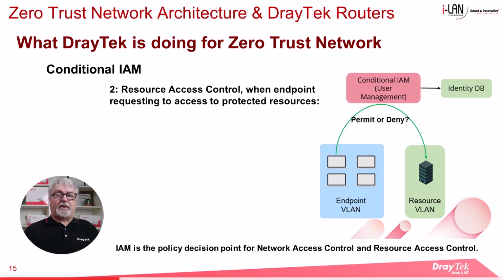For resource access control, when users request access to protected resources, the following parameters are taken into account. Number 1, who, using multi-factor authentication, for example. 2, when, using scheduling to give access for a certain period of time, for example, day or night or office hours. 3, where, using source IP addresses, for example.